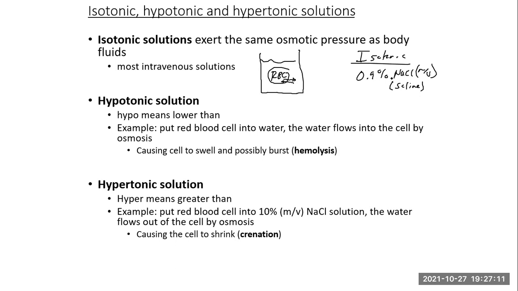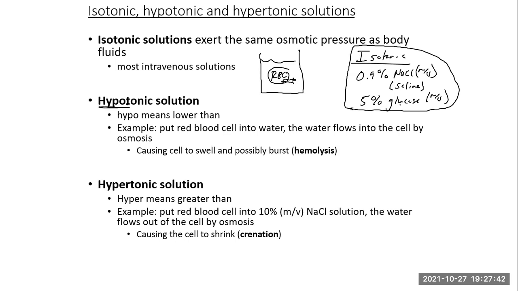But 0.9% is considered isotonic, and 5% glucose is also considered an isotonic solution as well. So these two numbers are important when you're dealing with isotonic, hypotonic, and hypertonic to help you make the distinction as to whether or not that solution is isotonic, hypotonic, or hypertonic. So let's talk about the other ones here.